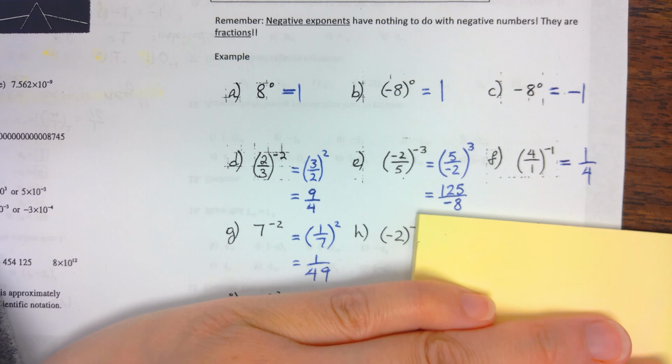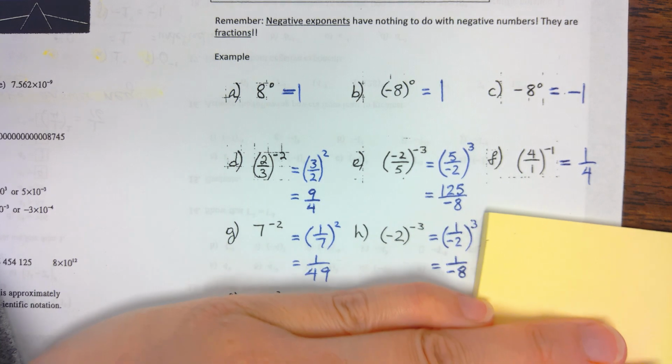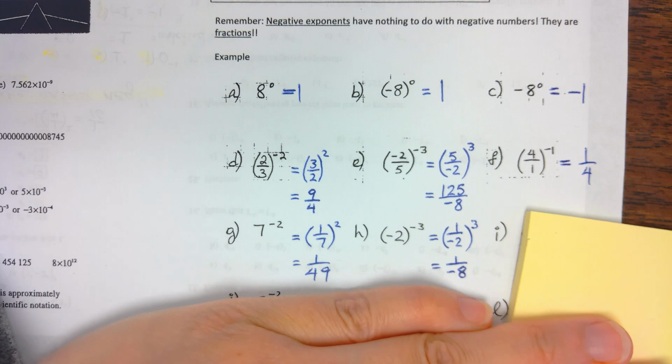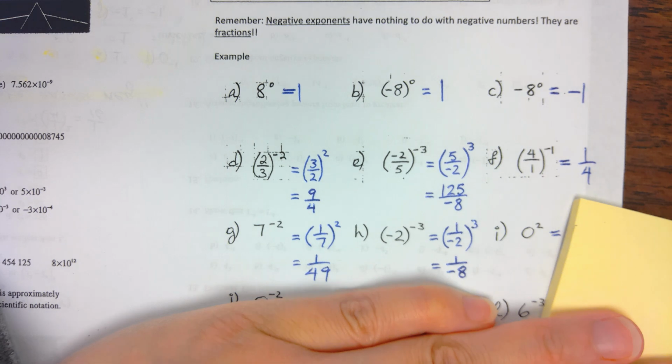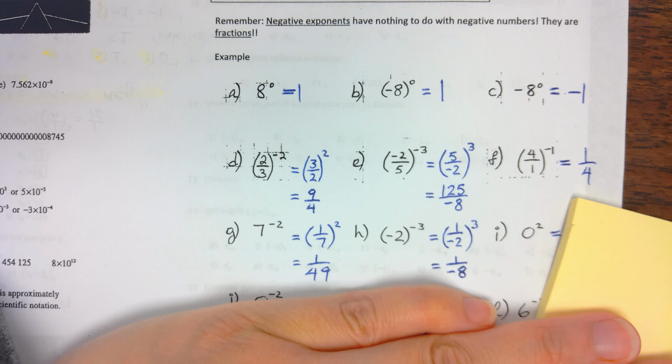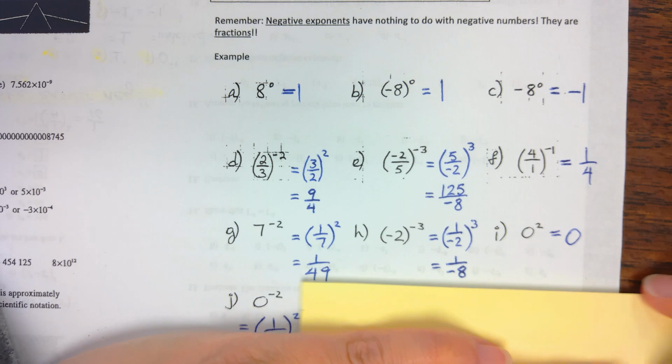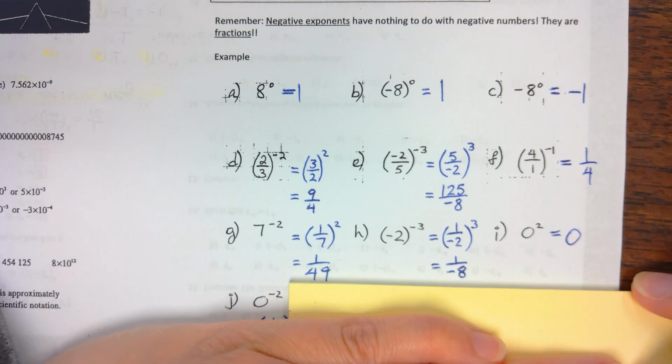Shrenik, H. -1/8. Good. Okay. I, Grace? 0 squared for I? 0 times 0? 0, right. Alright, so 0 squared is just 0.